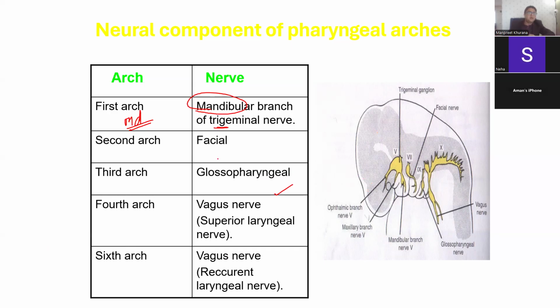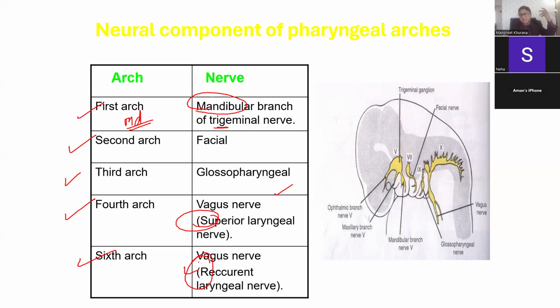Now, the first arch, mandibular branch. Second arch, facial nerve. Third arch, glossopharyngeal nerve. Fourth arch, vagus nerve. Which branch? Superior laryngeal. Now, sometimes there is confusion about which one is superior and which one is recurrent. Superior means on the top, right? We have superior and inferior. Superior comes from the top, so it is the fourth arch. Obviously, the recurrent will be the sixth arch. So always remember one, the other one is the opposite. So superior and recurrent laryngeal nerve.